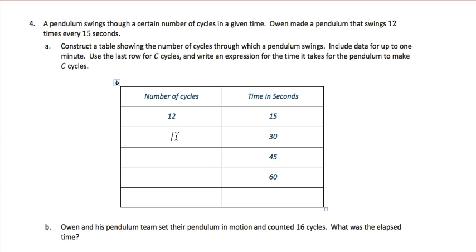Now let's go over to the number of cycles. Again, it's 12 cycles for every 15 seconds. So as these double or increase each time, these will also increase. 12 plus 12 more is 24, plus 12 more is 36, plus 12 more is 48 cycles. And again, our expression then, the last row for C cycles, the time it takes for the pendulum to make C cycles.